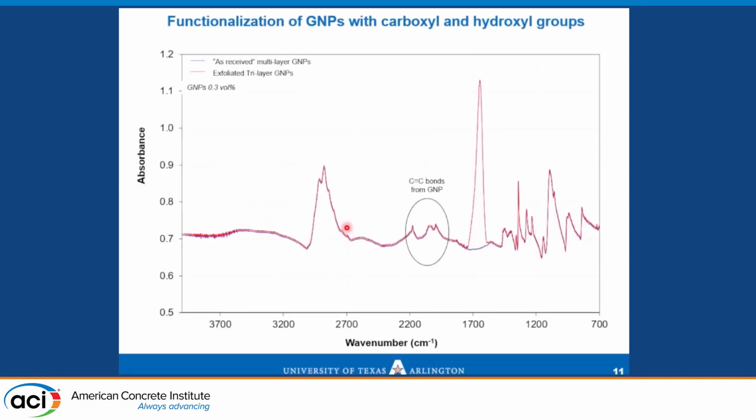Now, I will continue with the graphene nanoplatelets. And actually, in this slide, we show the FTIR spectra of suspensions of the nanoplatelets, as received and tri-layer. The as received is the purple curve, and the tri-layer is the red curve. And adding graphene nanoplatelets typically modifies the IR at the wavelength range of 1970 to 2200, where the carbon-carbon double bonds can be visible.